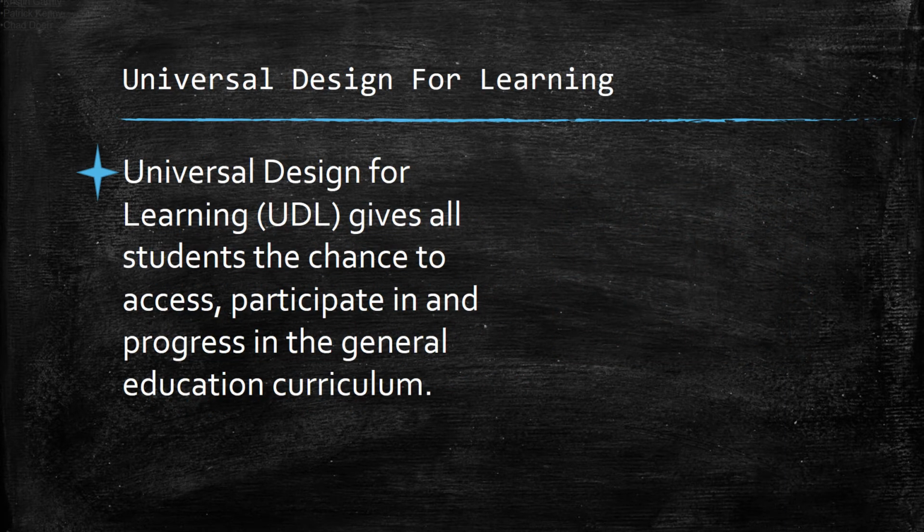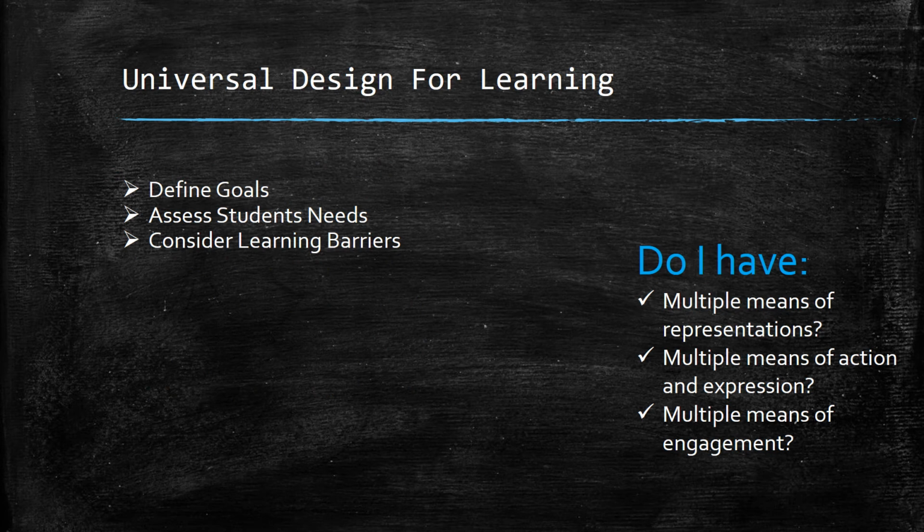Universal Design for Learning gives all students the chance to access, participate in, and progress in the same general education curriculum. This is done by breaking down barriers of instruction. Before you begin modifying your curriculum, it's important to define the specific goals at hand, assess each diverse learner's needs, and consider the barriers that exist in the current curriculum. It's important to establish goals that are compliant with school standards, yet give students multiple ways to demonstrate that these goals have been met. Every student has strengths and weaknesses and preferred interests in their learning environment.